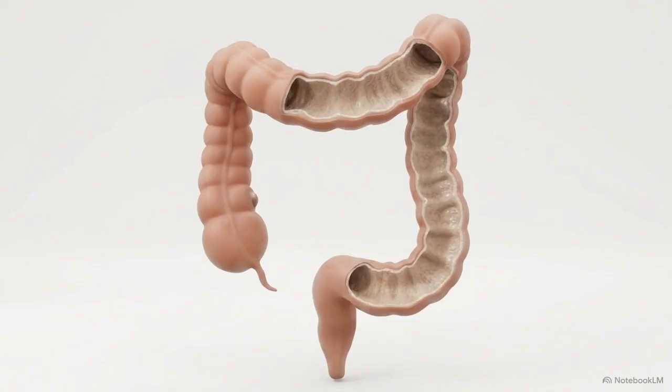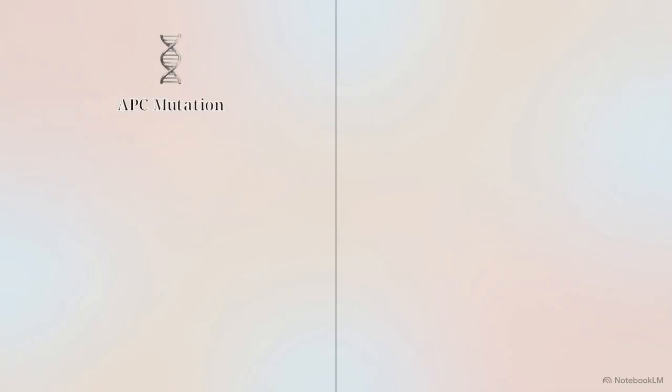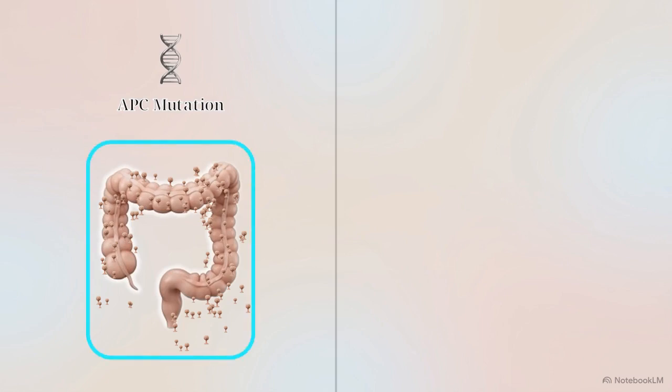Module 1 begins in the gastrointestinal tract. We start by examining familial adenomatous polyposis, or FAP, and the concept of the prophylactic mandate. FAP is driven by an APC mutation, carpeting the colon with thousands of adenomas. Given the absolute carcinoma conversion rate, prophylactic proctocolectomy is mandated.